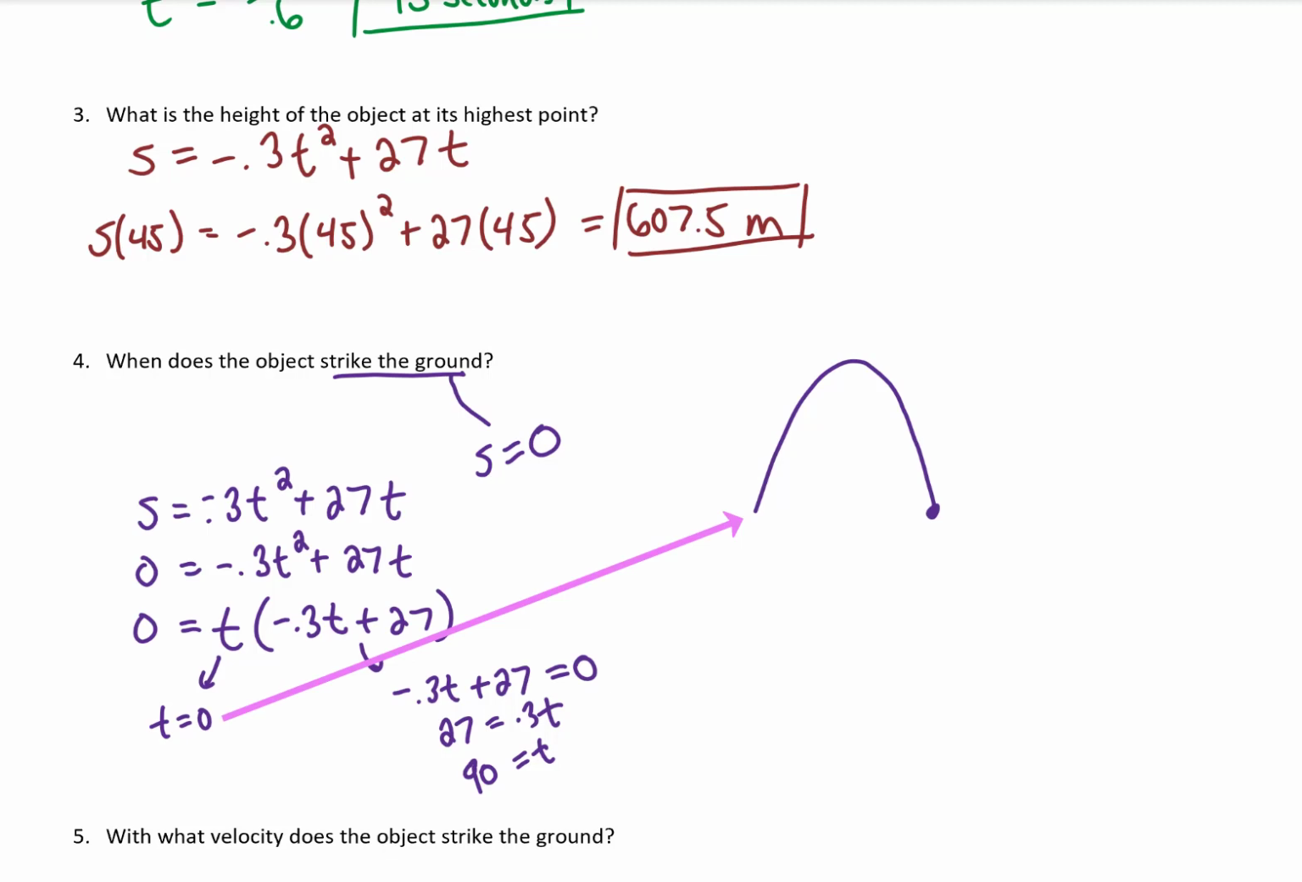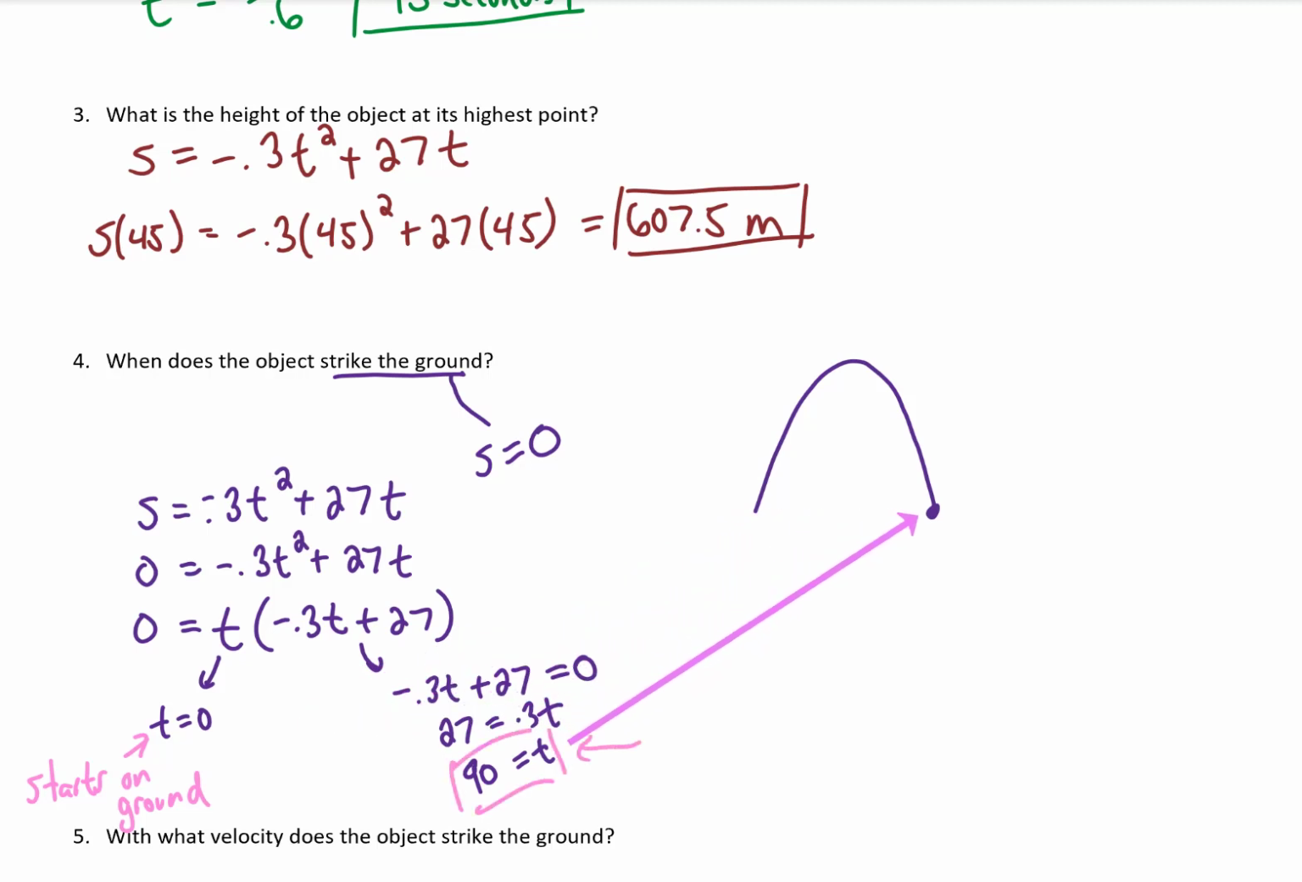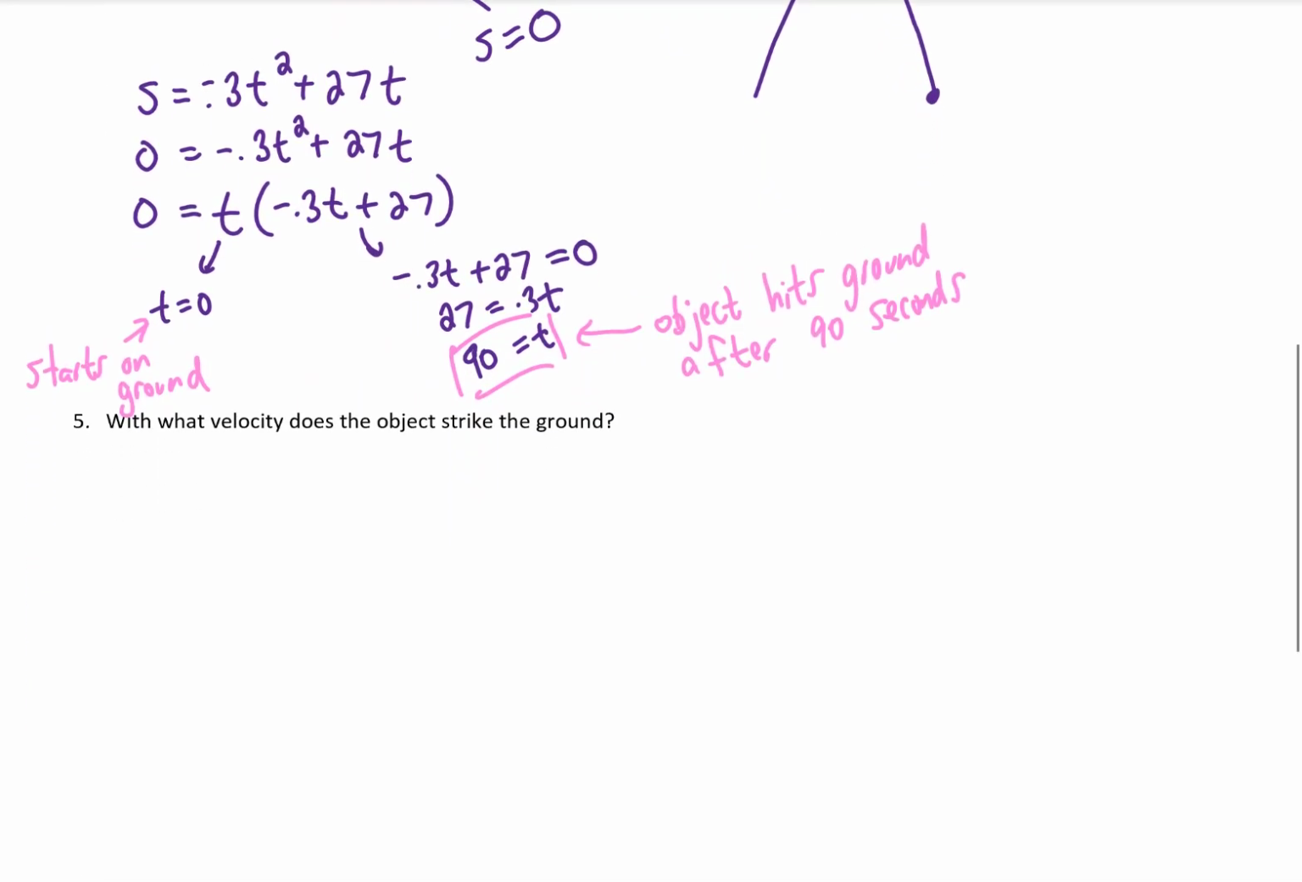So this t equals 0 here tells us that the object starts on the ground. Then it goes up, it reaches its maximum, it comes back down, and after 90 seconds, the object hits the ground again. Alright, I think we have a couple more questions to answer. With what velocity does the object strike the ground? Well, we learned from the previous problem that the object strikes the ground at 90 seconds. If we want the velocity with which this object strikes the ground, we need to take our velocity function from above and plug t equals 90 into it.